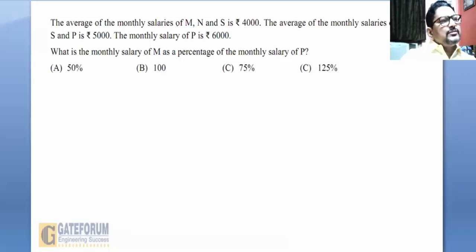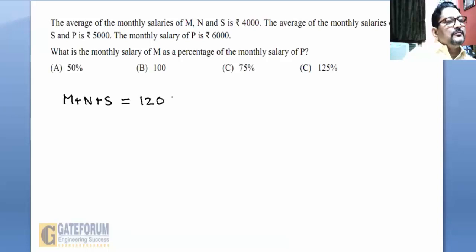Now, because the average of the monthly salaries of M, N and S is 4000, we can easily write that M plus N plus S, their total salary, will be 3 into 4000, that is 12,000. Now, since it has been said that the average of the monthly salaries of N, S and P is 5000, we can say N plus S plus P, their total salary will be 3 into 5,000, that is 15,000.